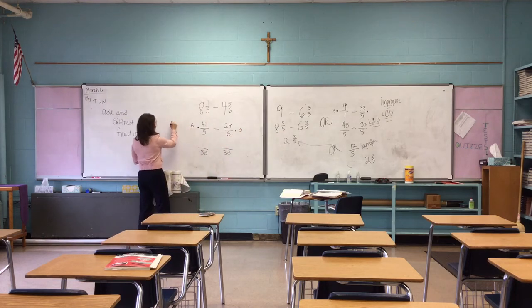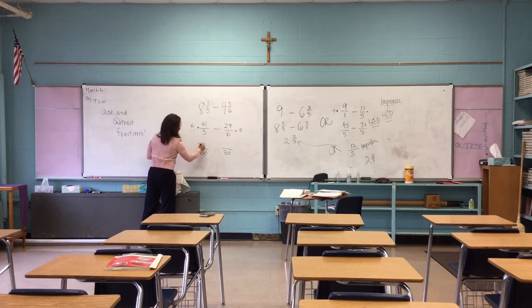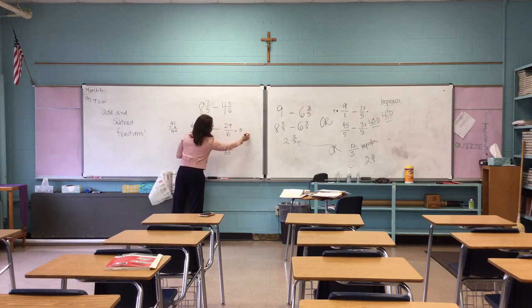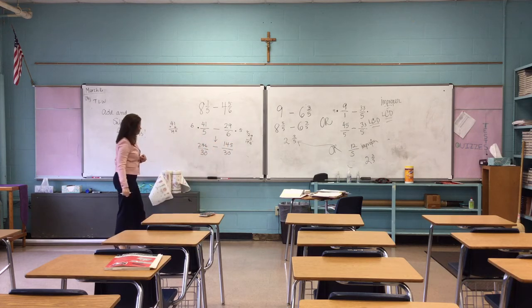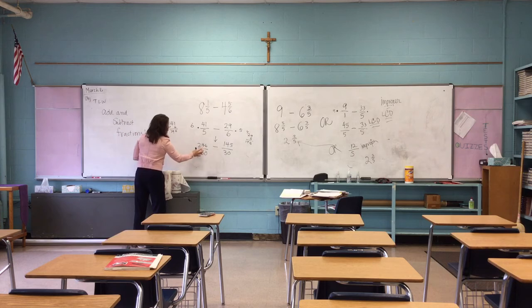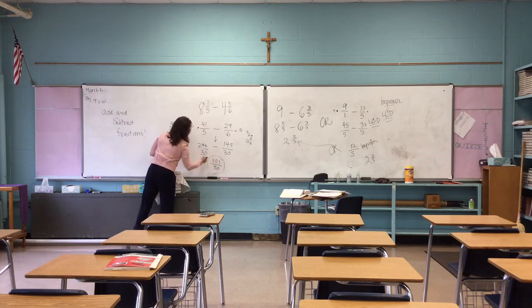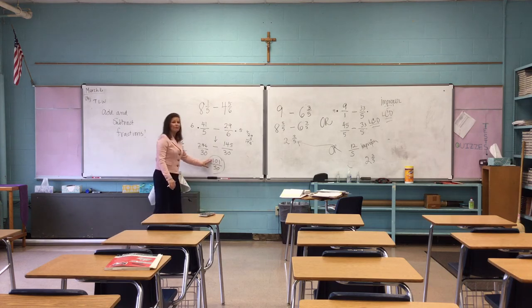This becomes 246. This becomes 145, and I'm subtracting them. The denominators are the same. I keep the denominator. I subtract the numerators. Your answer is 101 over 30. They do not have any common factors.